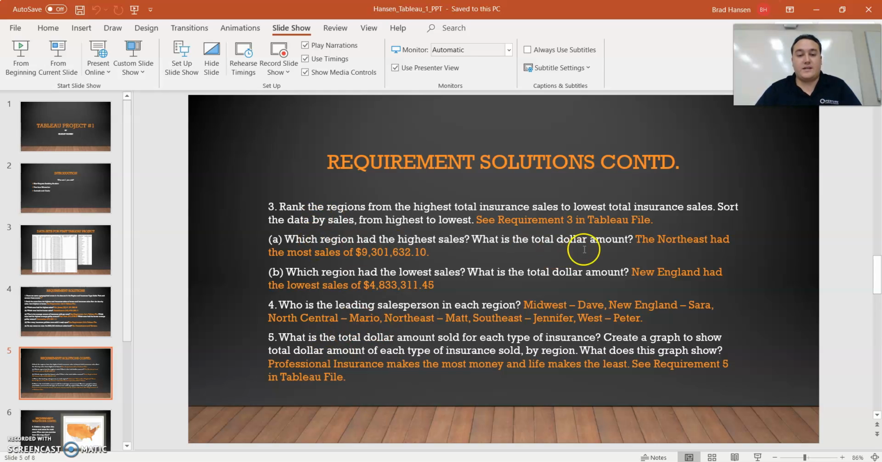Which region had the highest sales? We said that. And B, we also said, who's leading the salesperson in each region? That would be Midwest, Dave, New England, Sarah, North Central, Mario, and so on and so forth. I don't need to read them all to you.